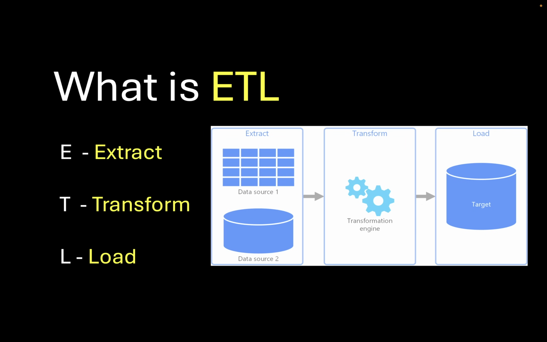Then next we move into the second crucial step, which is the transform. In this step you are cleaning the data, standardizing it, aggregating it, enriching it, and filtering out what you do not need. This transformation step typically happens on a staging server or a dedicated ETL tool before the data reaches its final destination. So here you are enriching the data before you load it into your target destination. That's the second step in the ETL process.